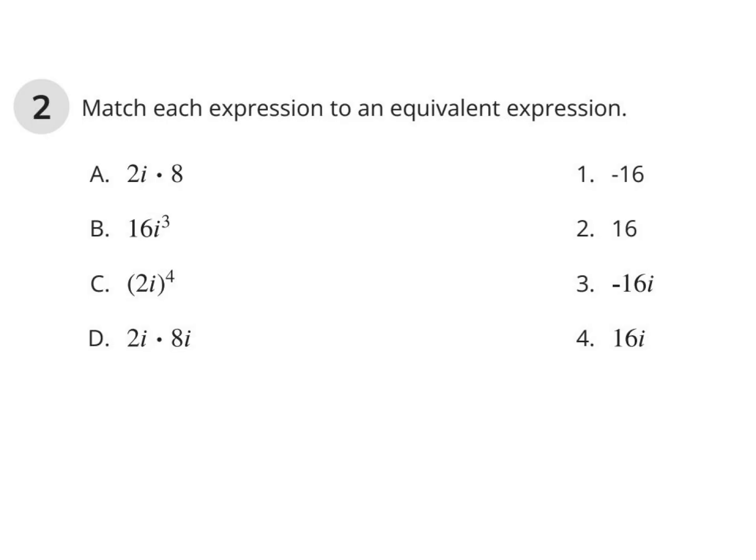Okay, match each expression to an equivalent expression. So 2i times 8 equals 16i. 16i goes with 4. Okay. i cubed, as we saw on the page before, is negative i. So this is negative 16i. And that goes with 3.